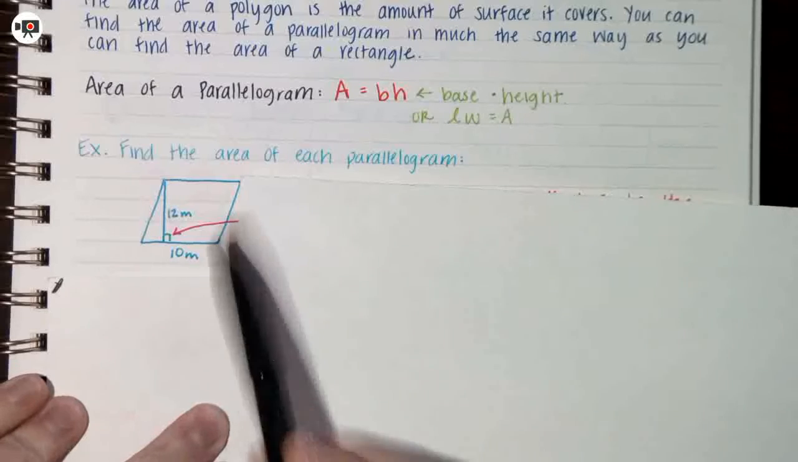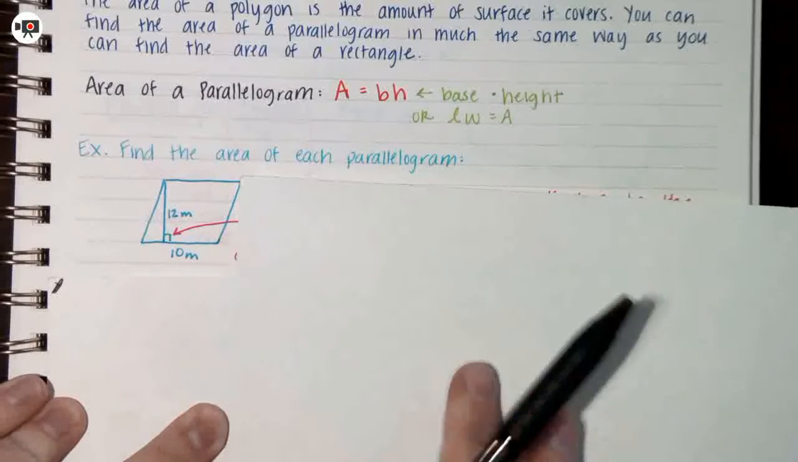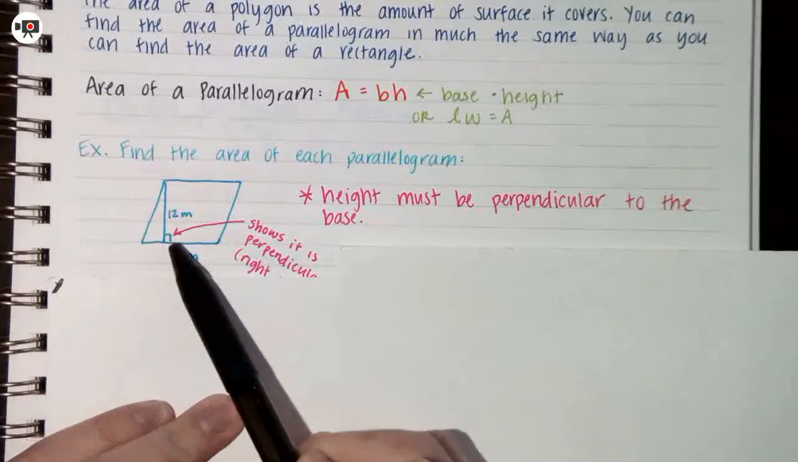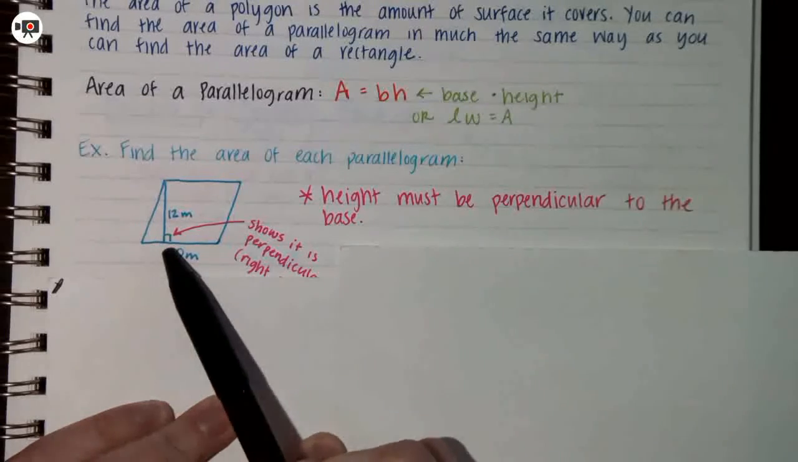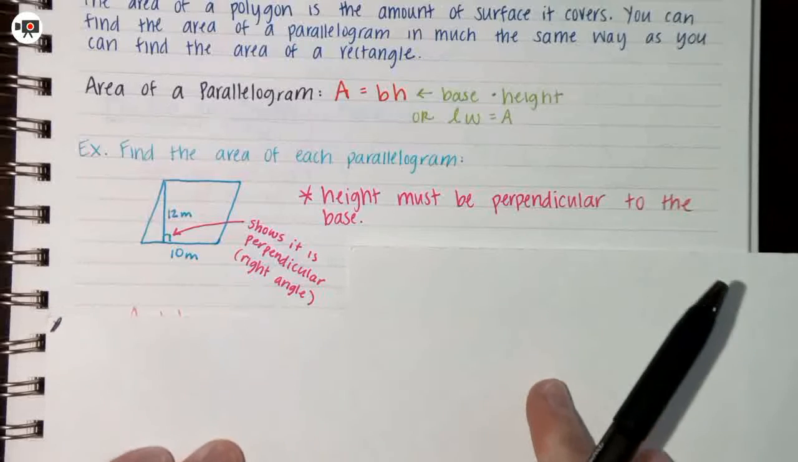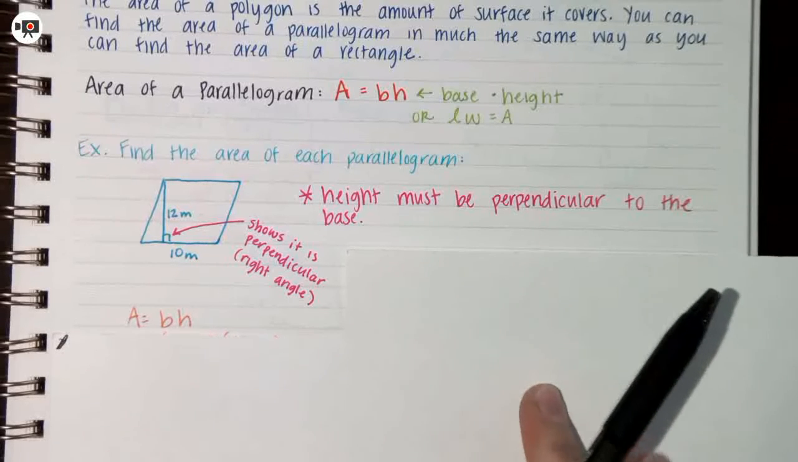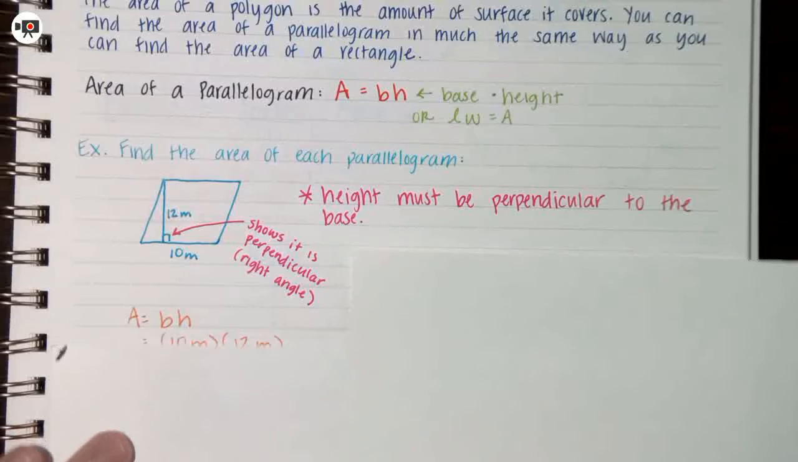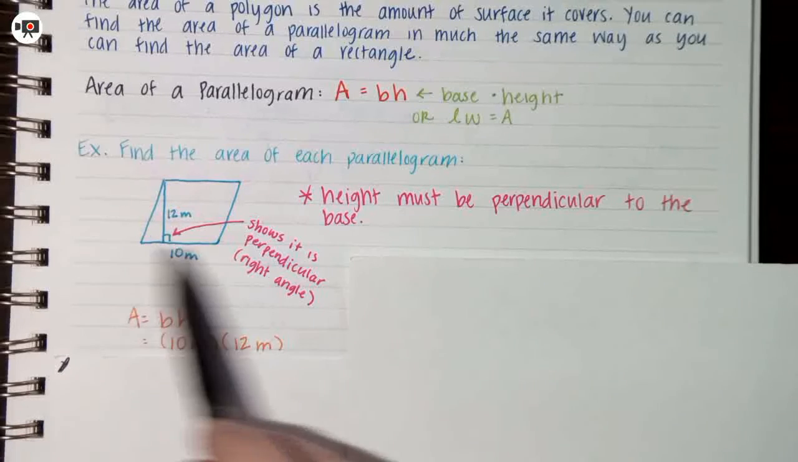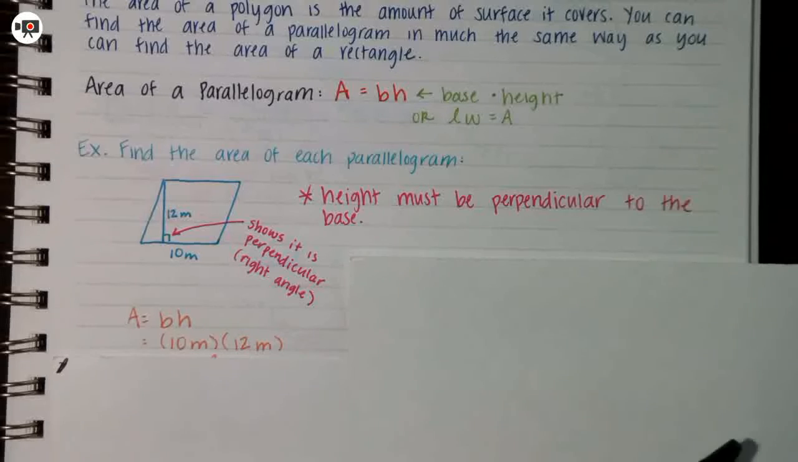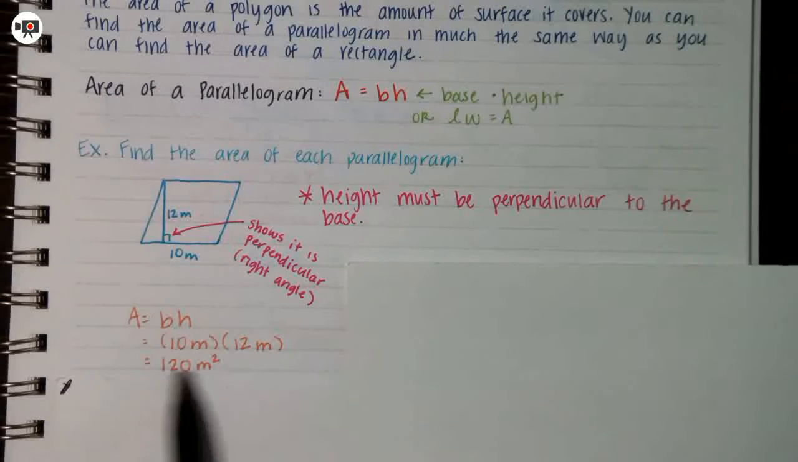So if I have this guy here, the height must be perpendicular to the base. This little square shows that it is perpendicular. It means that it is a right angle. So I start with my formula, area equals base times height, and then I take my information that I know. The base is 10 and the height is 12. So I have 10 times 12 to make 120 meters squared.